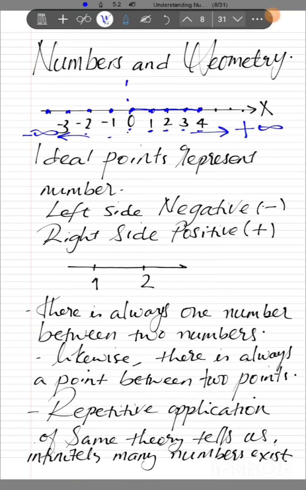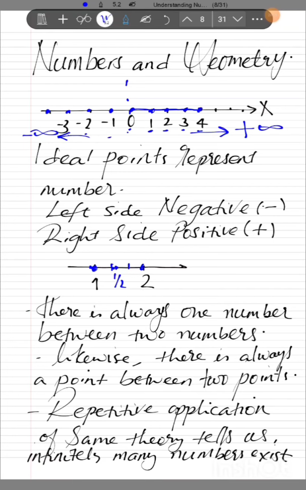So we have two numbers, number 1 here, number 2 here. How many numbers can we have in between these two numbers? We know at least one number, which is the average of the two. The average of the two here, we can have half. How do we get that one? We will further see. We still have more and more numbers in between. There is always one number between two numbers. Likewise, there is always a point between 2 points.